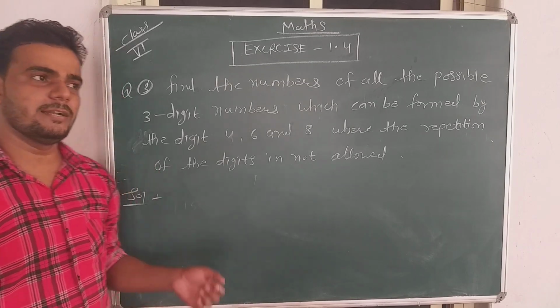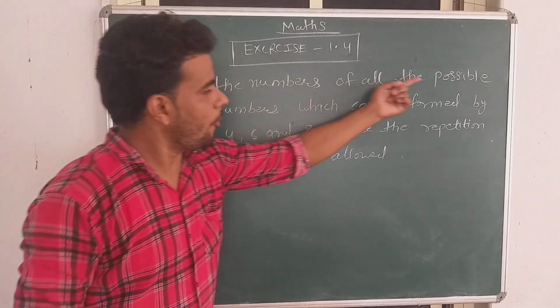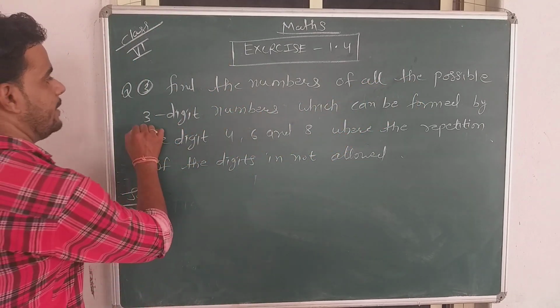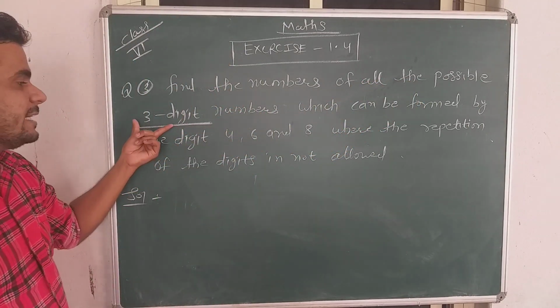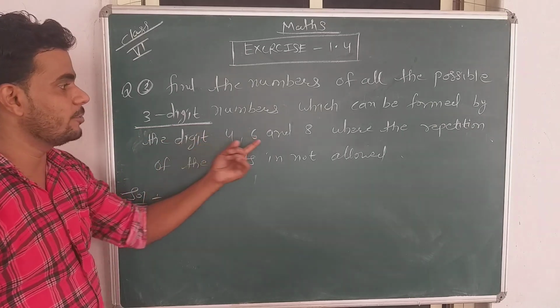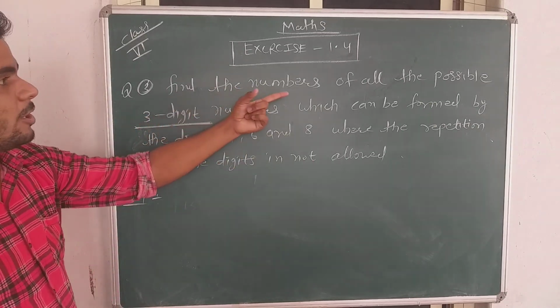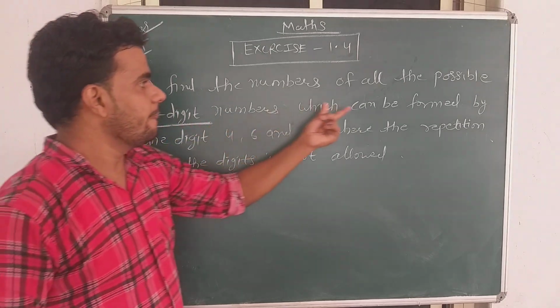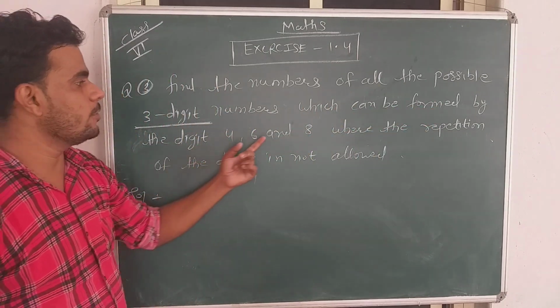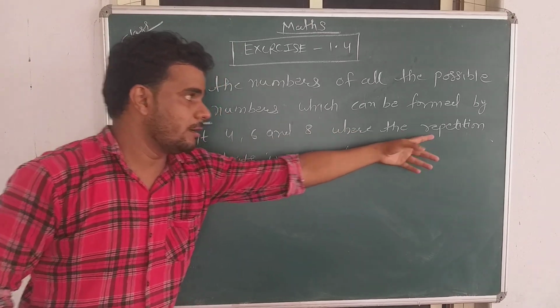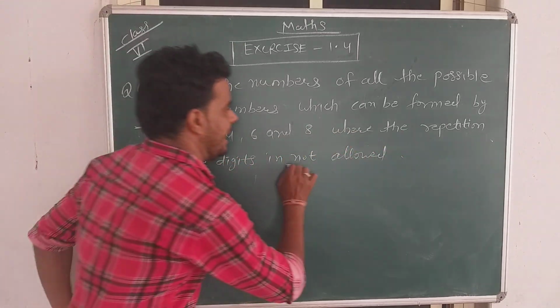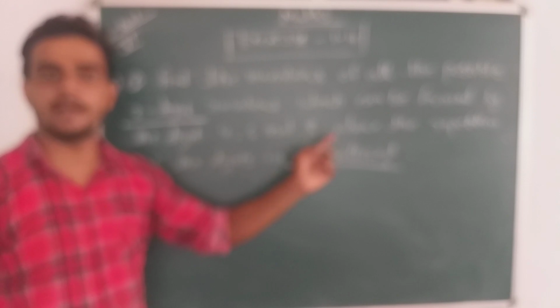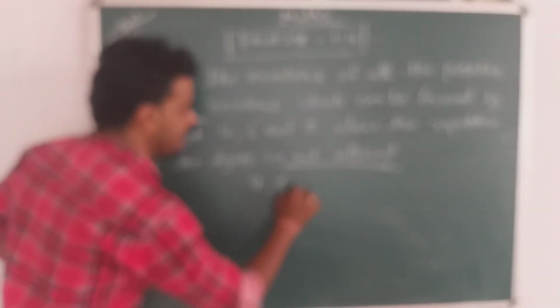Okay, next, third question. Find the number of all possible three-digit numbers. It means we have to use all three digits 4, 6 and 8 each one time. Find the number of all possible three-digit numbers which can be formed by the digits 4, 6 and 8 where the repetition of the digit is not allowed. Here also repetition is not allowed. It means 444, 666 and 888 are not allowed. Okay, so first we will write our first digit 4, 6 and 8.